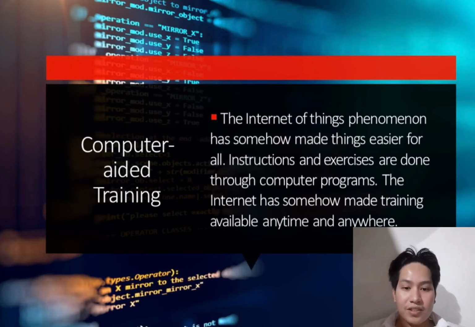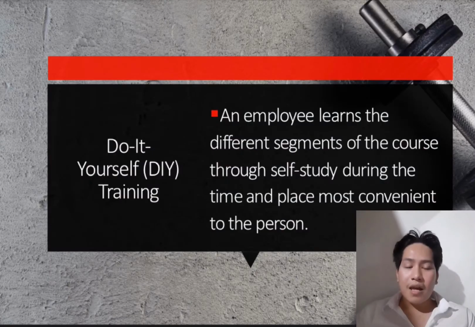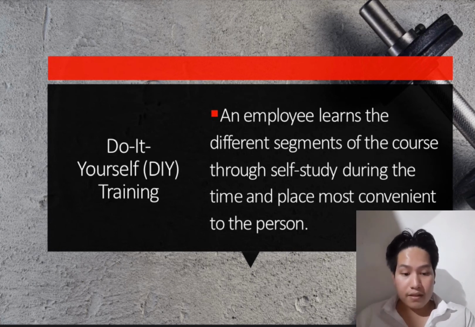Number 6 is computer-aided training. Ito yung kung saan ginagamitan nila ng computer. Computer-based training allows trainees to work at their own learning pace and style. Number 7 naman is DIY training or do-it-yourself training. Ito yung parang self-study lang, which is ikaw lang yung magtuturo sa sarili mo, sa sarili mong paraan at kung paanong strategies yung gagawin mo kung paano mo matututunan yon.